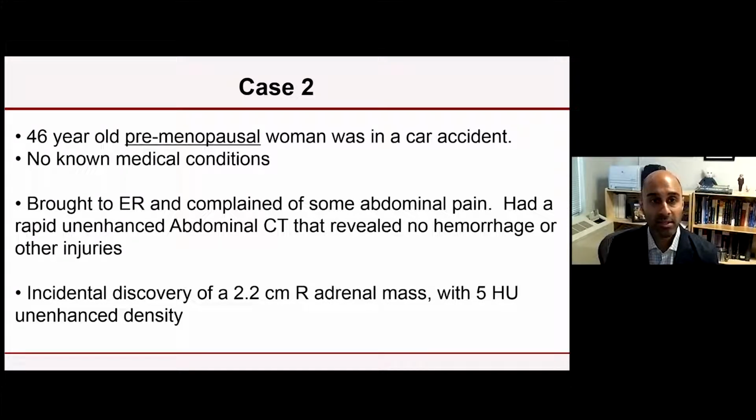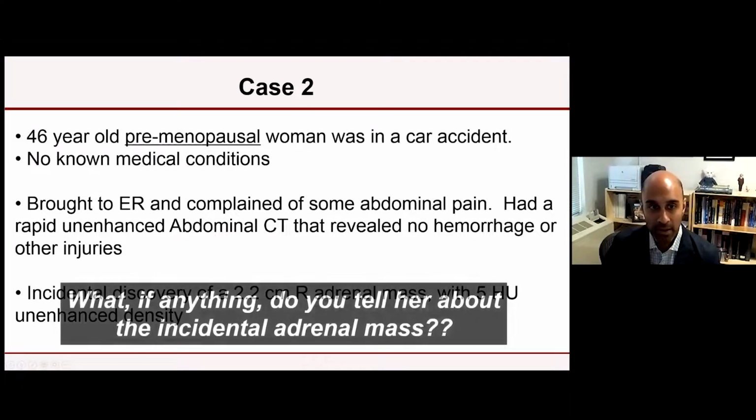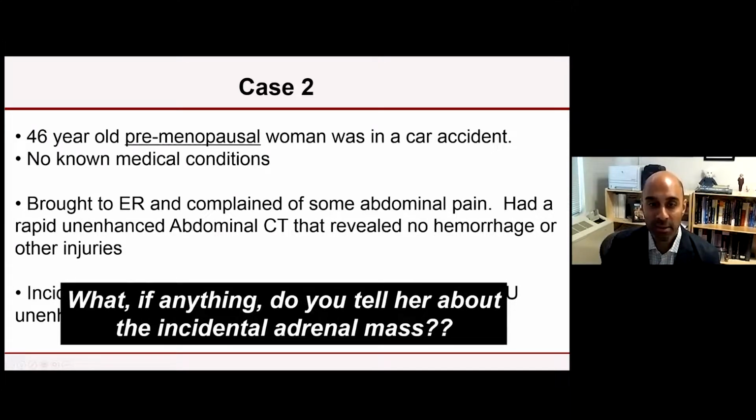This is a 46-year-old premenopausal woman who is in a car accident. She has no known medical conditions, and she's brought to the emergency room complaining of abdominal pain. So she has a rapid unenhanced abdominal CAT scan, which doesn't show any hemorrhages or internal injuries, but there's an incidental finding of a 2.2 centimeter right adrenal mass. It has an unenhanced CT attenuation of 5 Hounsfield units on the report. So what do you tell this patient about this adrenal mass?